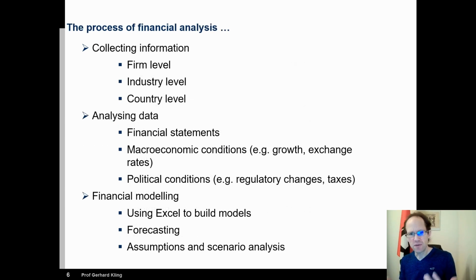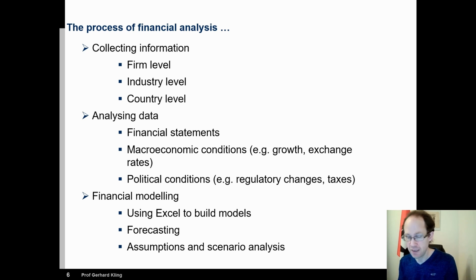Good, so what's the process behind what we are doing? The main process is actually always the same. The first thing we always do is we collect information. Now, this information is very often on the firm level. That's our starting point. So we have financial statements. We might use Bloomberg, Datastream, other data sources to collect financial data. Then we have industry level data, so quite often industry reports.